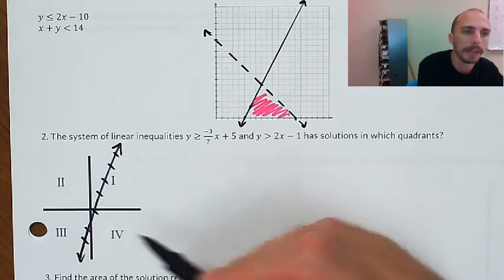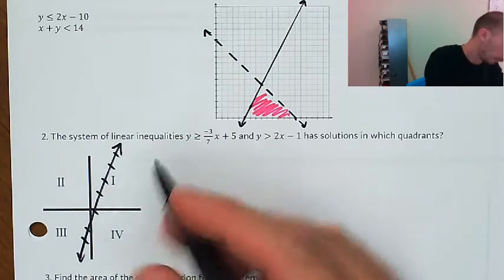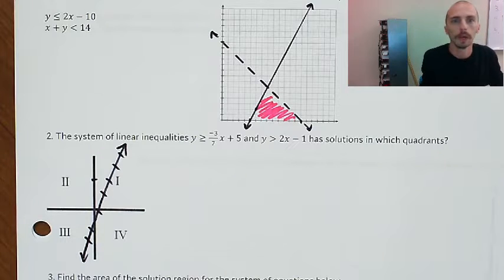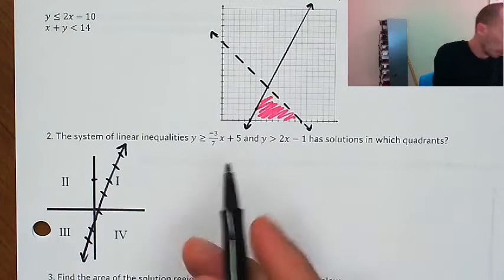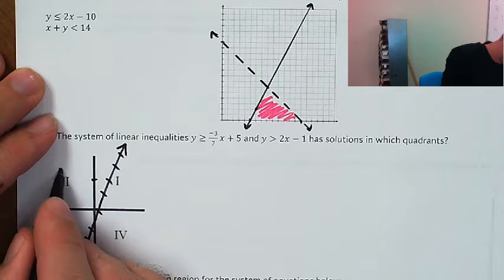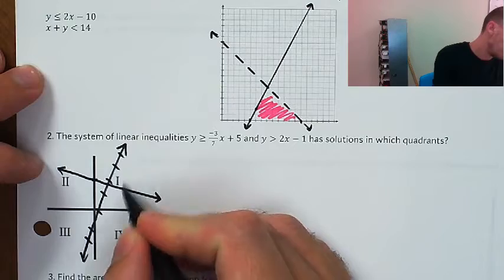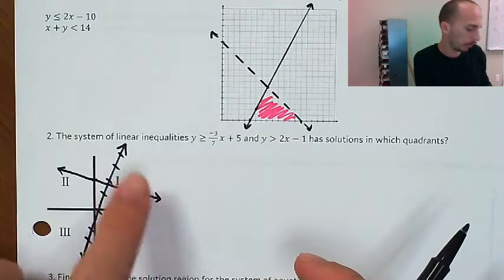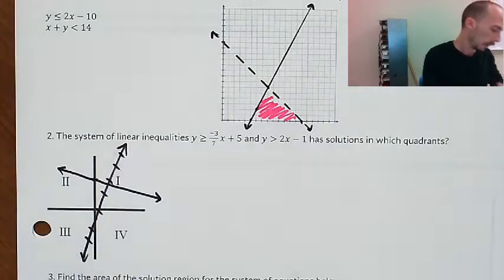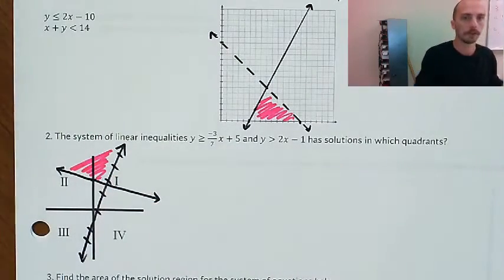But we're really just thinking about where the solutions are. Y is greater than, it's going to be above that. But then y is also greater than or equal to negative 3/7 x plus 5. So maybe 5 is right here. Negative 3/7 is less than 1. It's going to have a negative slope, and it's going to be kind of shallow. So it's going to be kind of like that, and we're above that one as well. So our solution region is above this one and above that one. So it's this part up here. And I'm going to say that the solution region sits in quadrants 1 and 2.